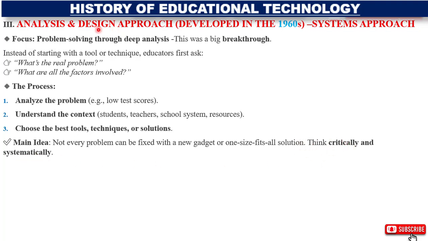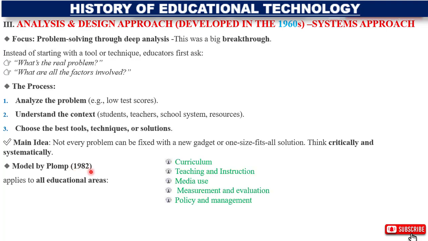One good example of analysis and design approach was the model by Plum in 1982. It applies to all educational areas. This was the model, and you can use it to solve problems in curriculum, in teaching and instruction, in media use, in measurement and evaluation, and even in policy and management of the school system. Let us talk briefly about Plum's model. It has 5 main stages.